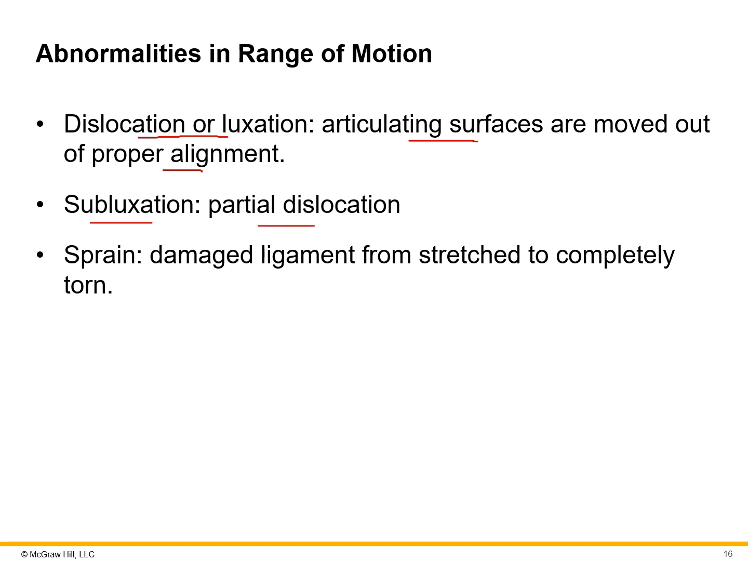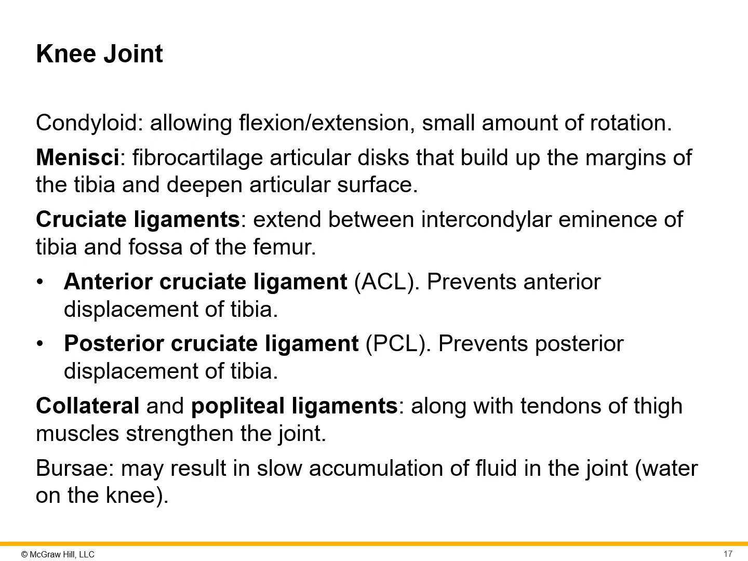Subluxation is partial dislocation, so it's not quite lined up, but it's just off a little bit. And then we also can get sprains, which are damage to those ligaments from stretching, or they can become completely torn, and those are different types of sprains. Now we're going to focus a good bit on the knee, just because there are so many knee injuries. This is very common. So really understanding the knee joint, lab focuses a lot on all the joints, but we're focusing even here in the lecture portion on the knee.